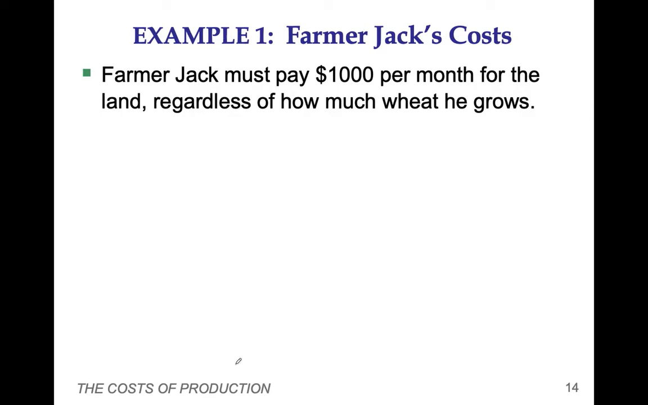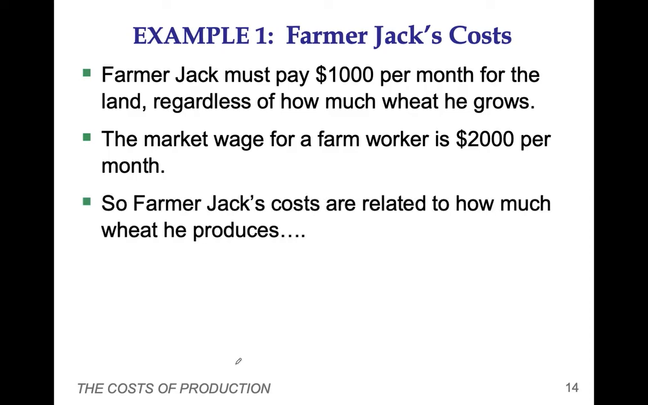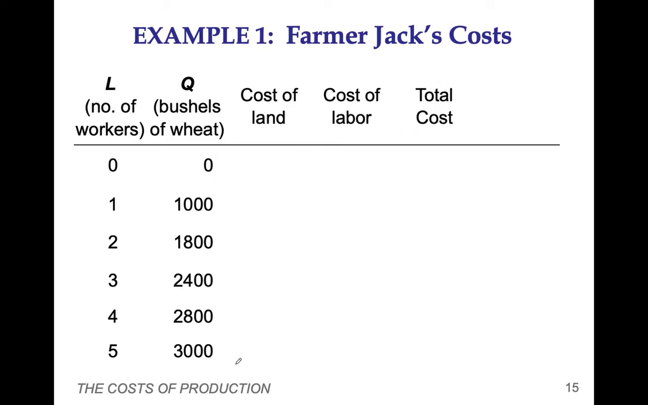So here, example 1, farmer Jack's costs. Farmer Jack must pay $1,000 per month for the land. So it is the rent of the land, $1,000, regardless of how much wheat he grows. The market wage for a farm worker is $2,000 per month. So farmer Jack's costs are related to how much wheat he produces.